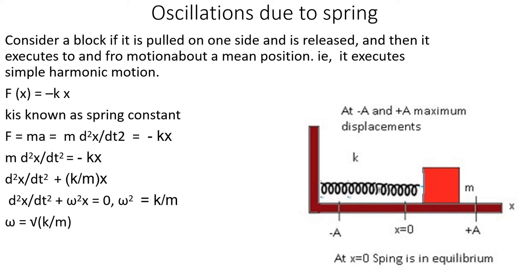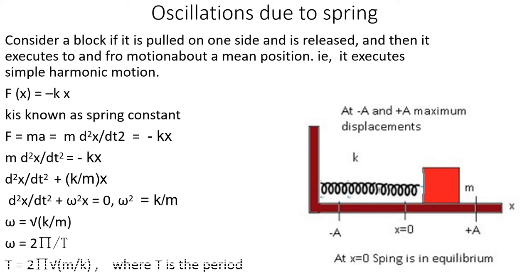So if you know the value of omega, you can find the time period. What is the relation between omega and T? Omega is equal to 2 pi by T. So we can write time period is equal to 2 pi into root of m by k. And what is T? T stands for time period. m is the mass of the object which is connected to the spring, and k is the spring constant.